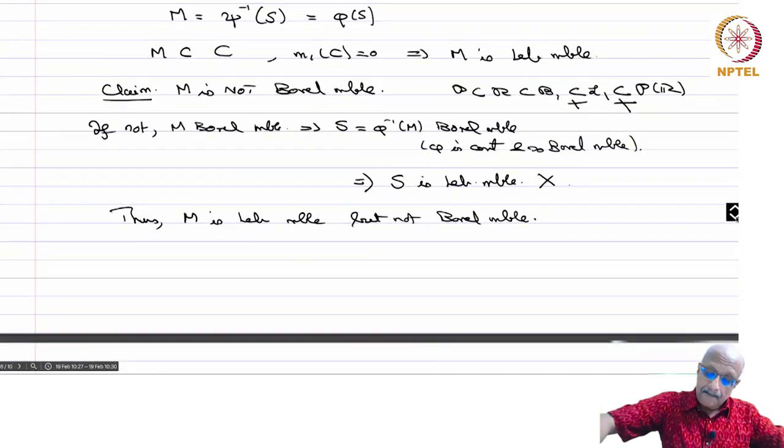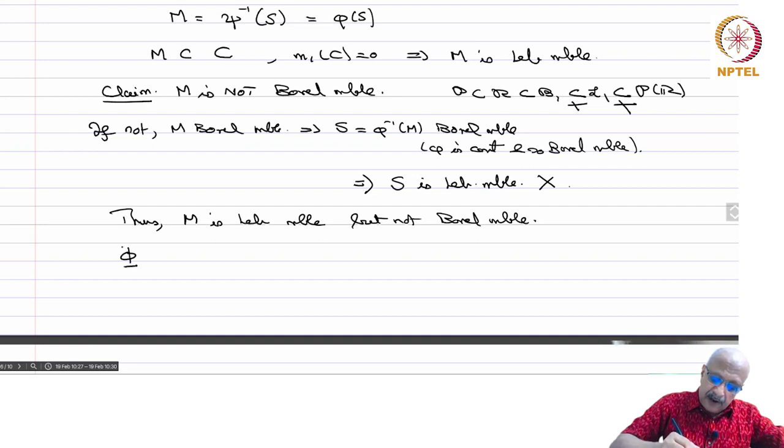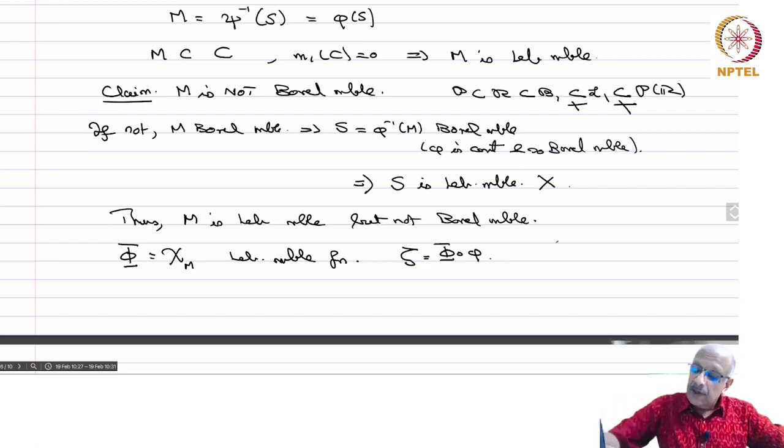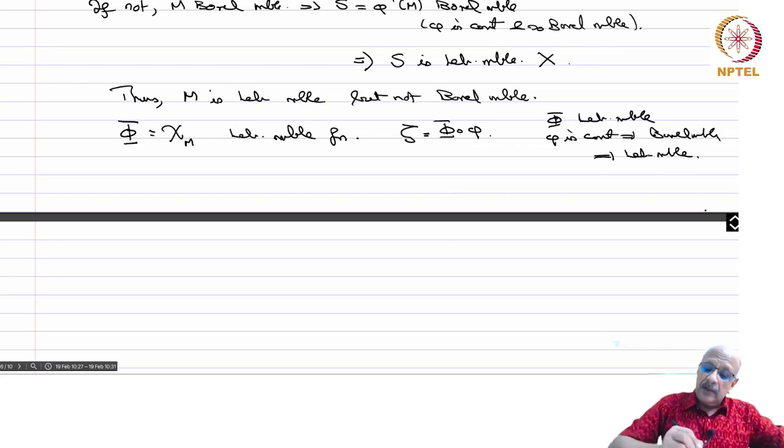Finally, let us set capital phi equals chi of M. So this is a Lebesgue measurable function, because M is a Lebesgue measurable set. Now you take zeta equals capital phi composed with small phi. So zeta is a composition of a Lebesgue measurable function and a continuous function. Continuous functions are Borel measurable, which implies Lebesgue measurable. And you are taking the composition of two Lebesgue measurable functions.